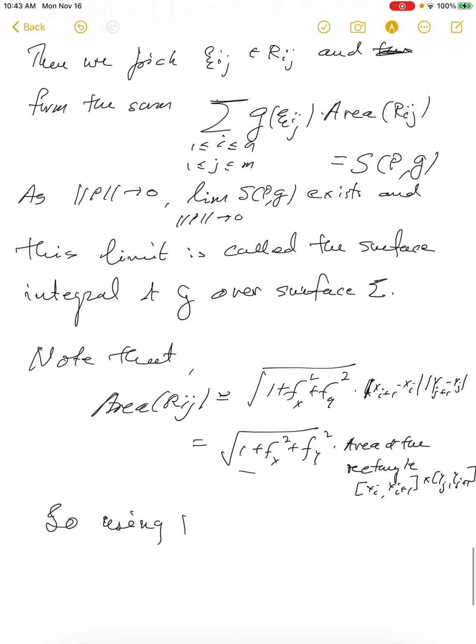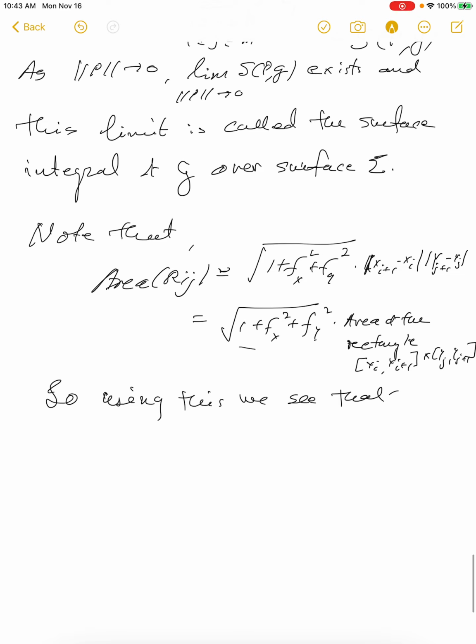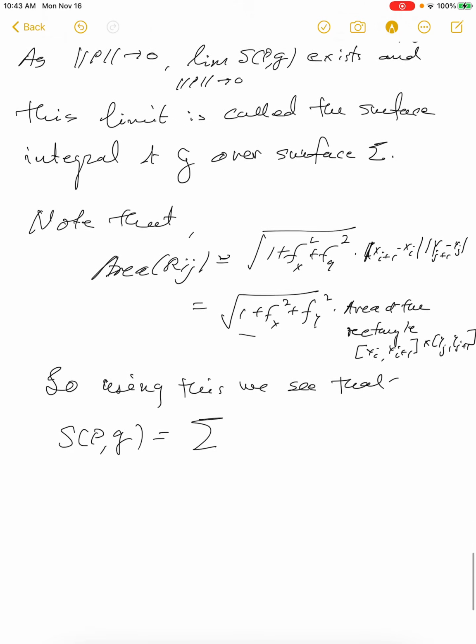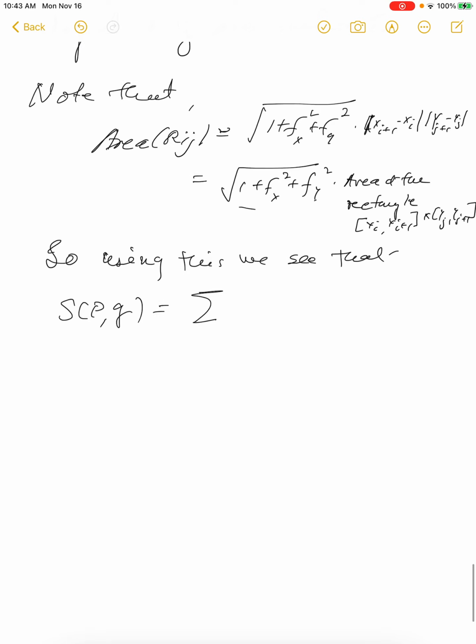So actually, using this, we see that S_P of g is going to be the summation of g of xi_ij times the square root of 1 plus f_x squared plus f_y squared.